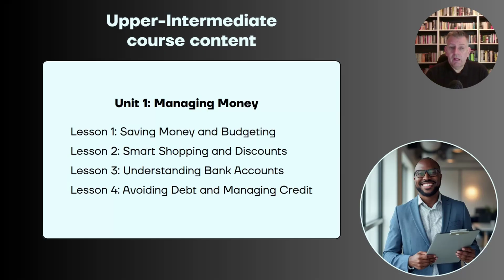What is in a unit? Well, here's an example of a typical unit. This is the first unit, all about managing money, and these are what the lessons are in that unit. So as you can see, the first lesson is all about saving money and budgeting. Then the second lesson is smart shopping and discounts. The third one is understanding bank accounts. And the fourth one is all about avoiding debt and managing credit.